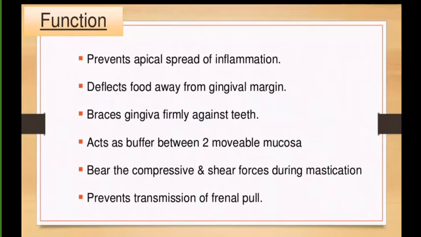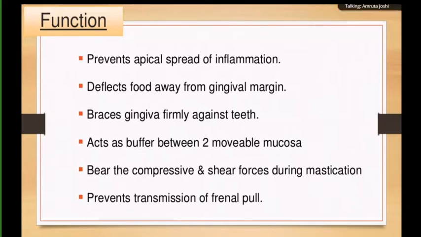Only attached gingiva is keratinized, so that will give the tooth or the entire periodontal complex the protection that is needed. That's why attached gingiva is important. It prevents the apical spread of inflammation, it deflects food away from the gingival margin, it braces gingiva firmly against teeth, and it acts as a buffer between two movable mucosa. Like I told you, one is alveolar mucosa, one is sulcus.